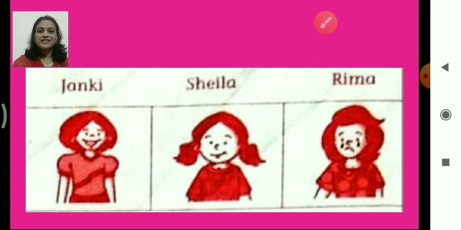What are their names? Janki, Shaila, Reema. Now again three girls. Again, just look at their faces. Are they the same? Are the expressions the same or are they different? They are different, right? You can see Janki. She is smiling. She is very happy, I think. Then Shaila. She is also happy, but not like Janki.